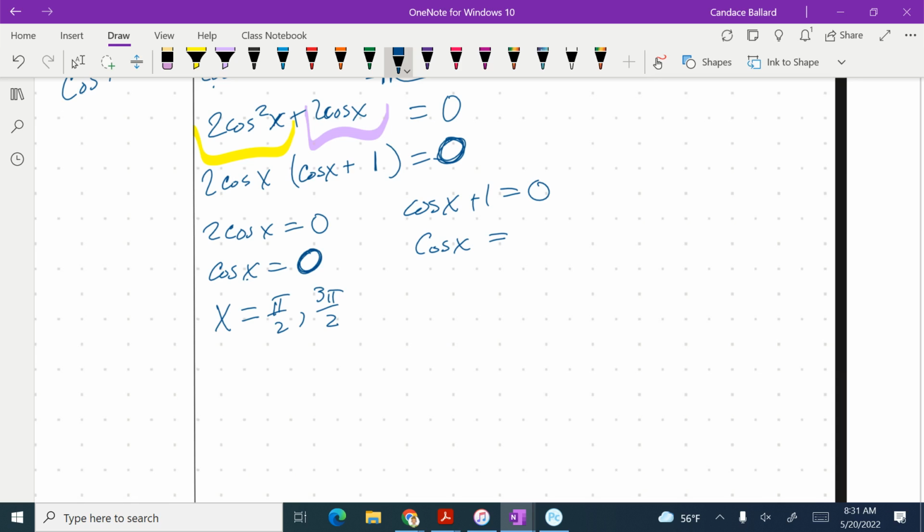All right. What do I got to subtract that 1 over? Cosine again is the x value. Where's cosine equal to -1? Just pi. Good.